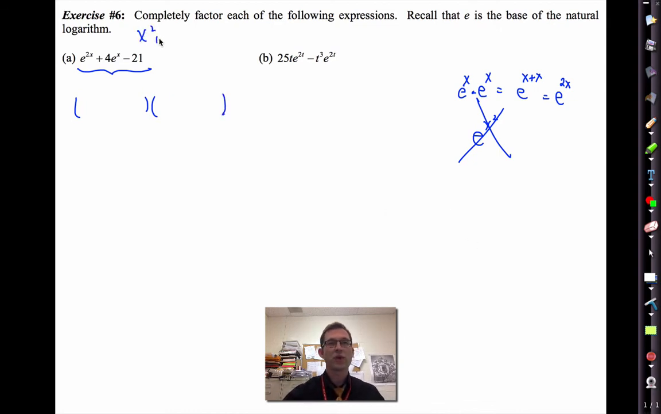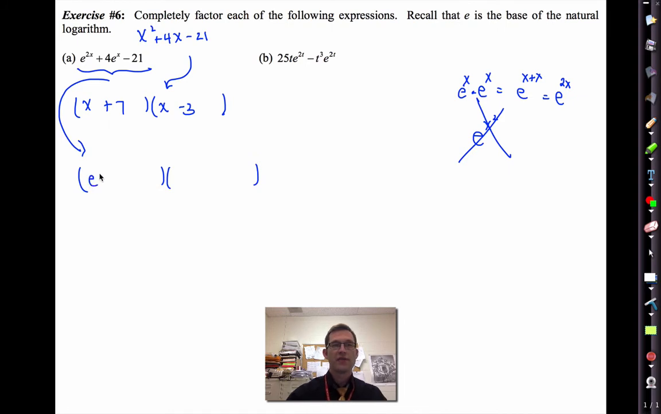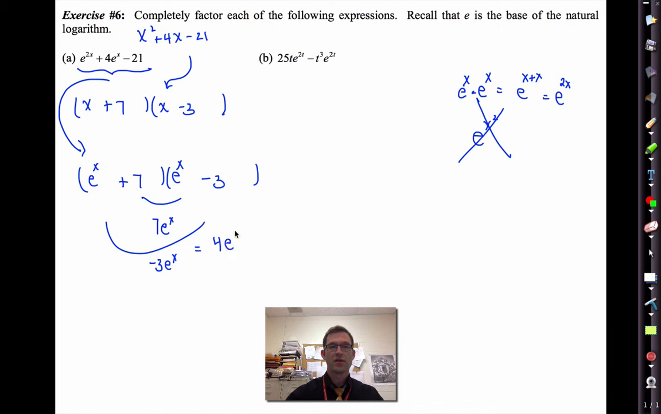What's kind of cool is that in a certain sense, this problem is structurally the same as x squared plus 4x minus 21. If I had x squared plus 4x minus 21, I wouldn't even bat an eyelash. I'd just say x plus 7 and x minus 3. On the other hand, this one is structurally the same, and I would just have e to the x plus 7 and e to the x minus 3. It works out: 7 e to the x minus 3 e to the x, add those together, 4 e to the x. So check, it works.